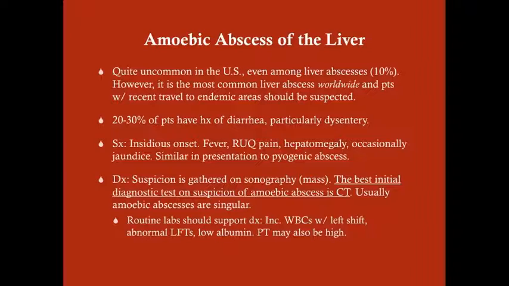But this is the most common liver abscess worldwide. And patients, like I said, with recent travel to endemic areas should be suspected for amoebic abscess of the liver. 20 to 30% of patients who have the amoebic abscess of the liver will also have a history of diarrhea, particularly dysenteric or bloody diarrhea. Why? Because the actual microorganism that causes the amoebic abscess of the liver is Entamoeba histolytica.